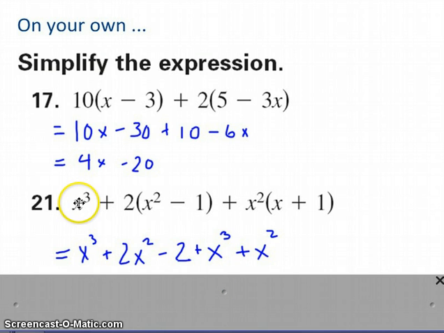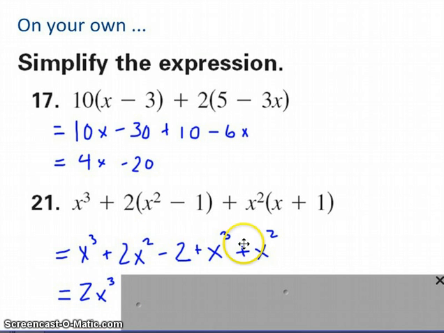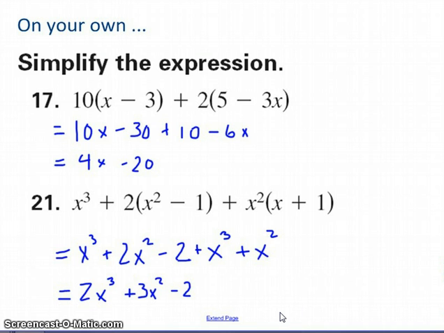The original one that you had, x cubed, when you distributed that, you should have ended up with these 2 terms. And when you distributed the x squared, you should have ended up with these 2 terms. Now I can put the x cubeds together, and I get 2x cubed. I can put the x squared terms together, and I end up with 3x squared. And the only term that was left was the minus 2, and there's my final answer.